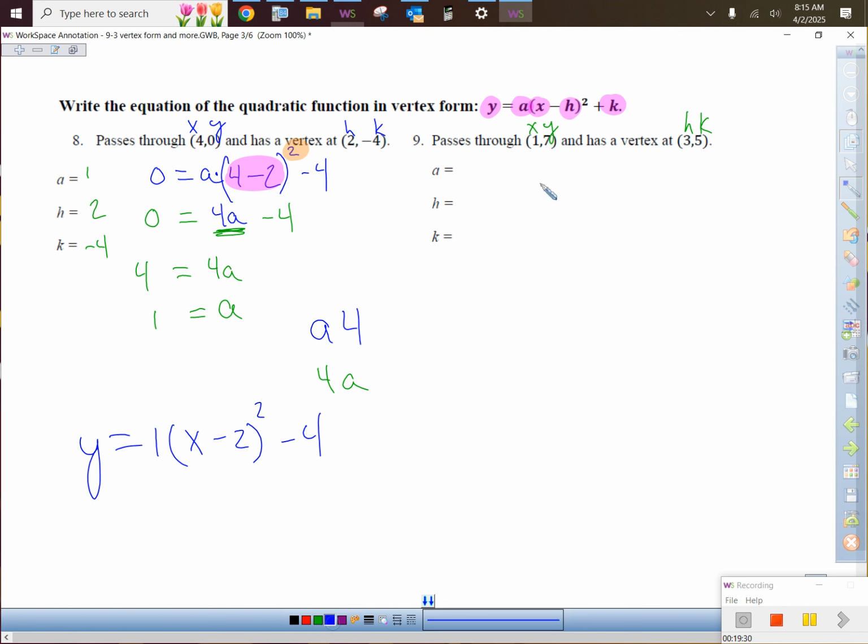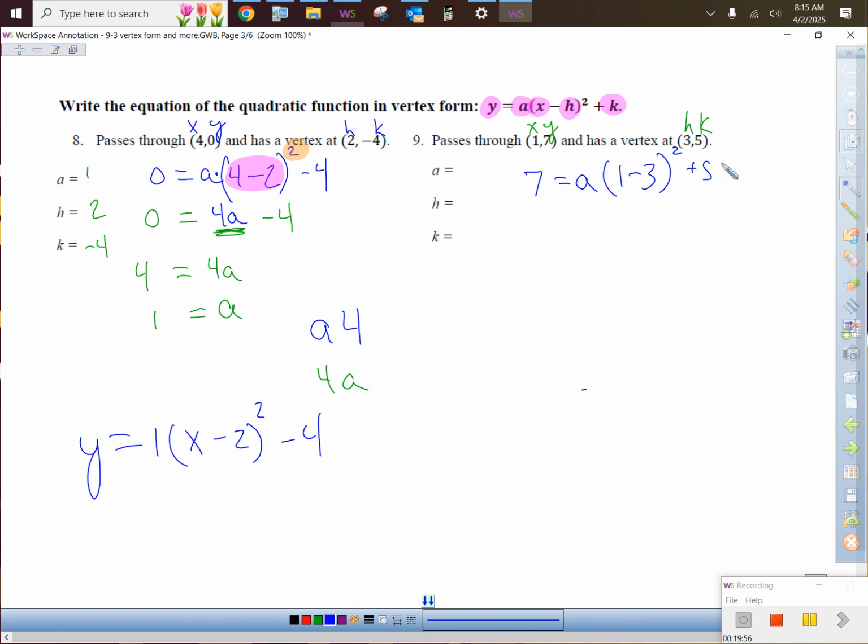So Y is 7. A, I don't know him. X is 1. Then minus H. Hey, if that was a negative, you do like minus a minus. And what does minus a minus turn into? Plus, right? But it's not. He's just -3 squared, and then k is 5.